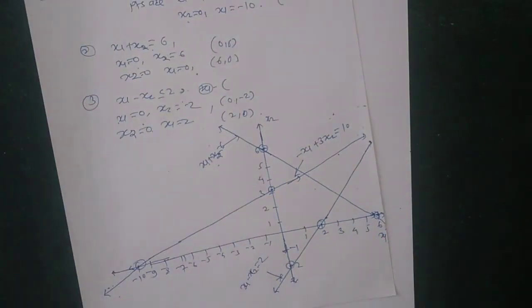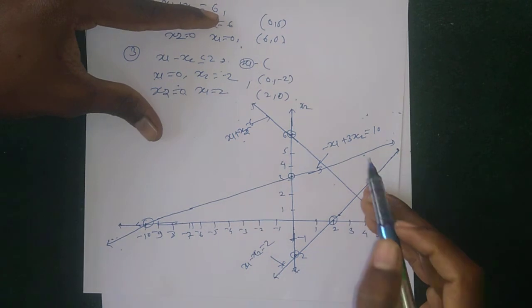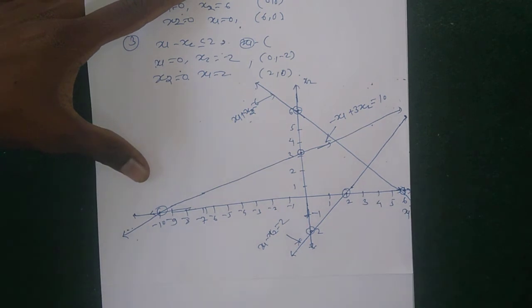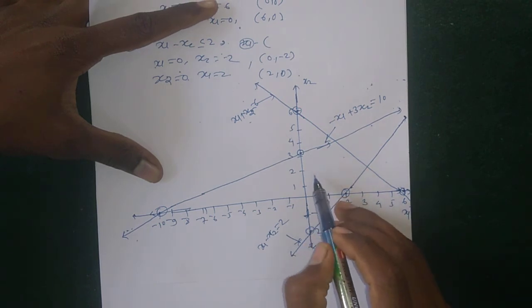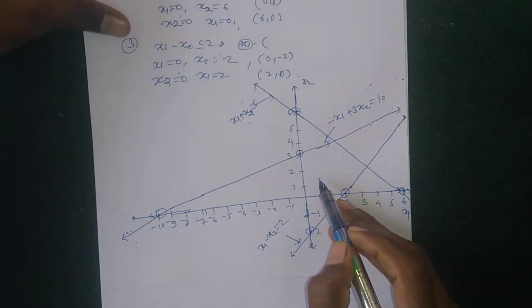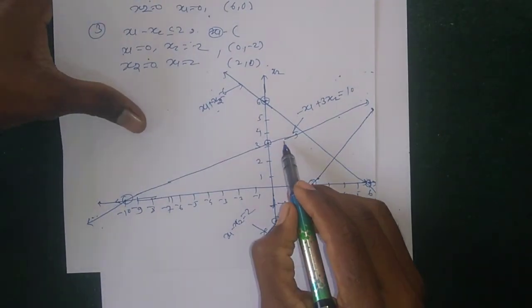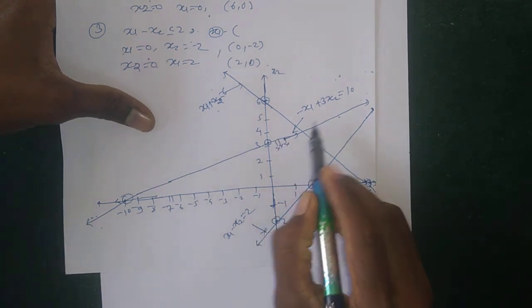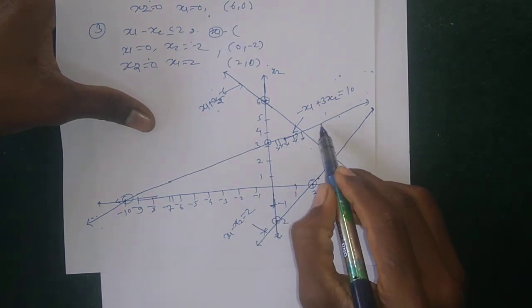Now to find the feasible region. All constraints are less than or equal type, meaning their values must be below the line. Below the side of the line is this portion. Here, first, minus x1 plus 3x2 must be less than or equal to 10. This line is minus x1 plus 3x2 equal to 10. Their portion must be below this line.